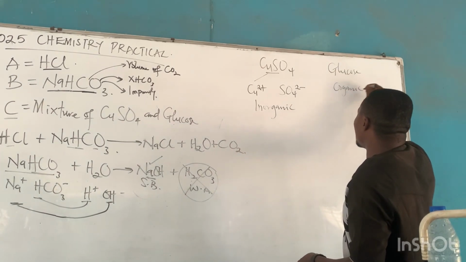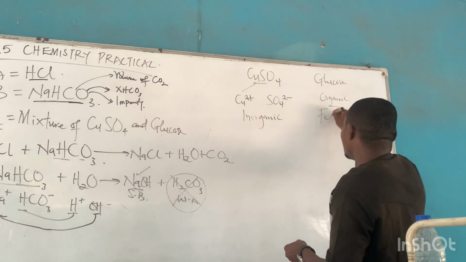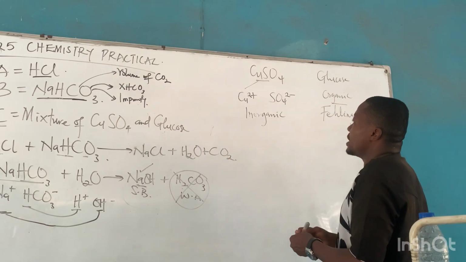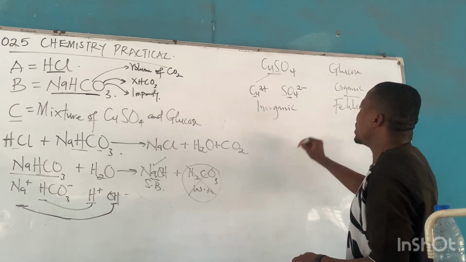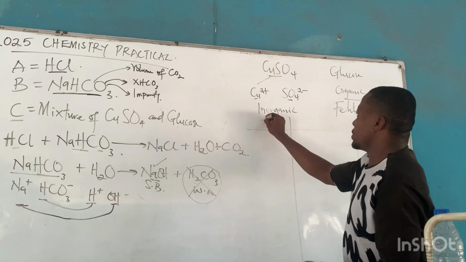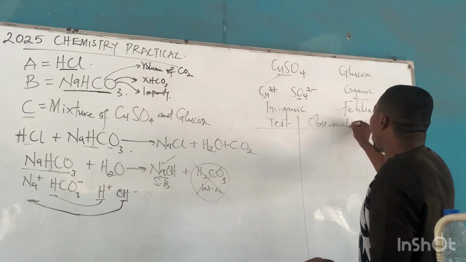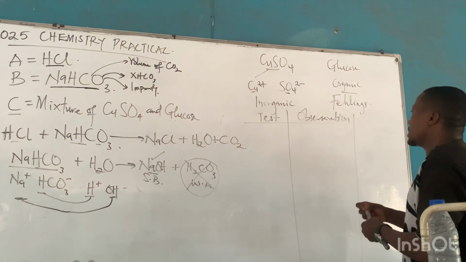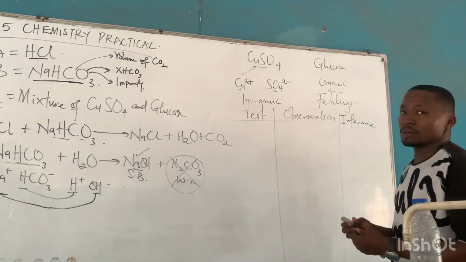And you will test for glucose using Fehling's reagent. Okay, and let's quickly do the test for Cu and the test for SO4. Then you see what I'm talking about. So there will be a table like this. Either it is already drawn and you have to fill it, or you have to draw it yourself, depending on how I want it this year. Then your inference. Inference means your conclusion about what you have done.